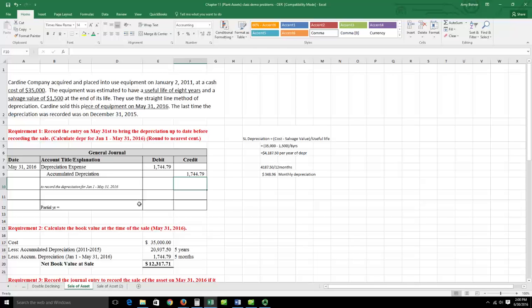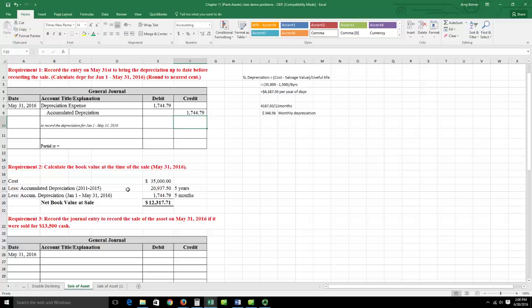Okay, so this is to record the partial year depreciation for January 1 to May 31st. And so to figure out the book value at the time of the sale at May 31st, you have your cost minus the 5 years of depreciation, January 1, 2011 to December 31st, 2015, of $20,937.50. And then you also have to subtract out the 5 months of depreciation that you just did right here for January 1 to May 31st.